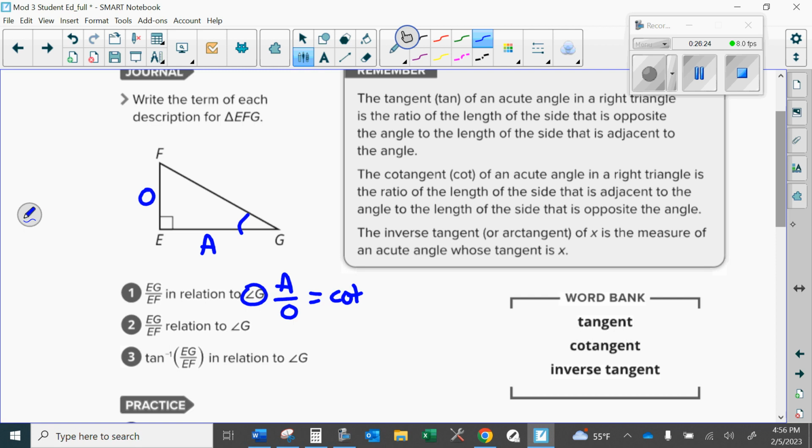And if I do inverse tangent of EG over... yeah, forget this right here. All right. So tangent and cotangent are reciprocals. An inverse tangent, remember, is used to find the angle measure. To find the angle measure. All right, 27 minutes.